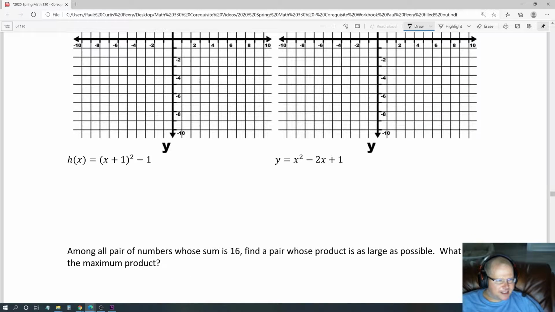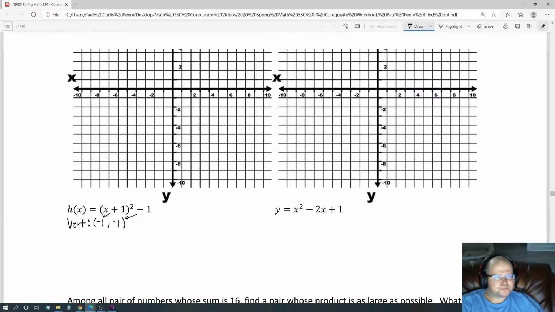Having said that, if I wanted to find first the vertex, what I would do is say, that's going to be, instead of a positive one, a negative one. And then the other one's going to be direct, which means it's just going to be a negative one. So that's flipped there, and that's direct there. Okay, cool. First question answered.